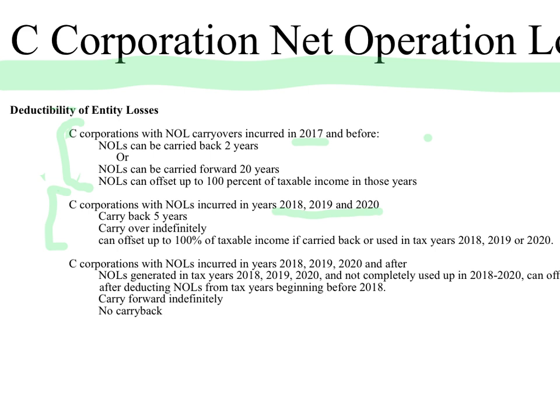So for those net operating losses, you had special rules, okay? You could carry them back for 5 years, all right? And if you carried them back for 5 years, you had to carry them all the way back for 5 years. You couldn't carry them back for 2 and then forward for some. You had to carry them back for 5, okay? Or they could be carried forward, carried over indefinitely.